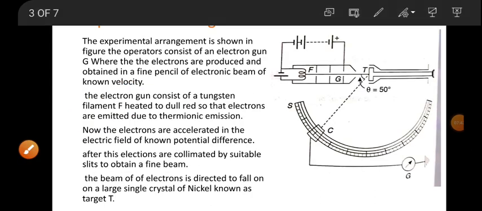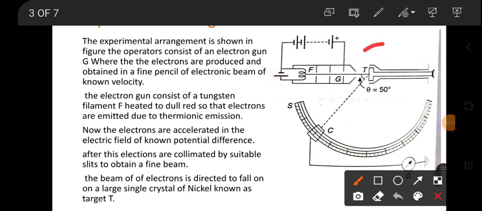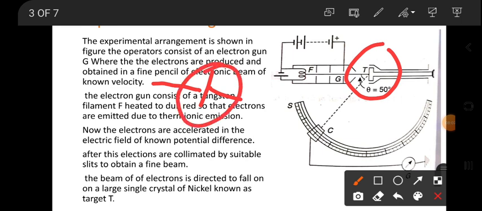See the diagram once again. It is a nickel target T. The fast moving electrons come and strike the nickel target. When they strike the nickel target, what happens? The nickel target may produce electrons. Those electrons are called secondary electrons. That is also given in the points, so I will explain once again.